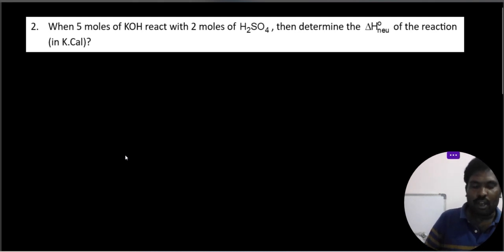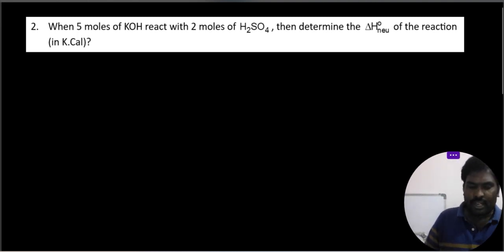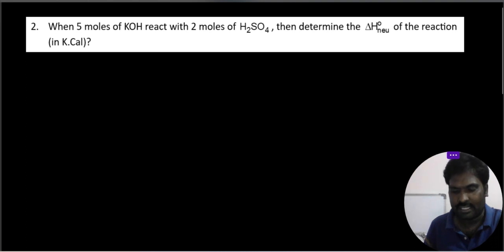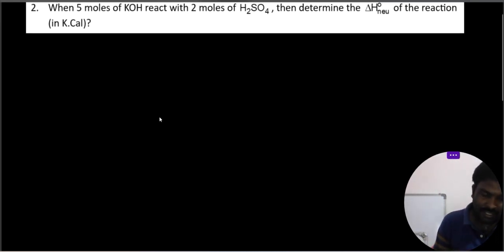When 5 moles of KOH reacts with 2 moles of sulfuric acid, determine the enthalpy of neutralization of the reaction. Understood? So here 5 moles KOH react with 2 moles sulfuric acid, and we have to calculate the enthalpy of neutralization. So first, write the balanced equation.